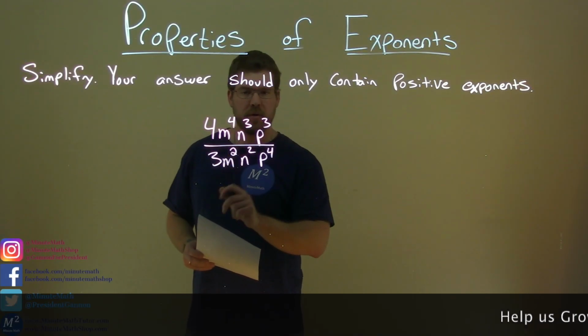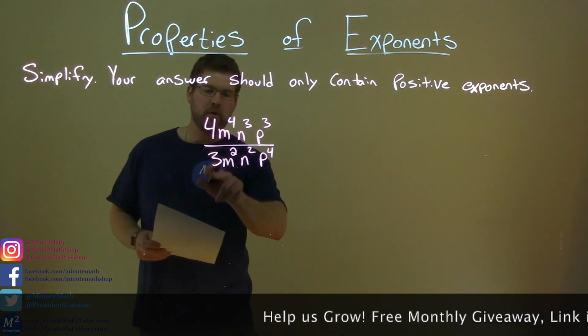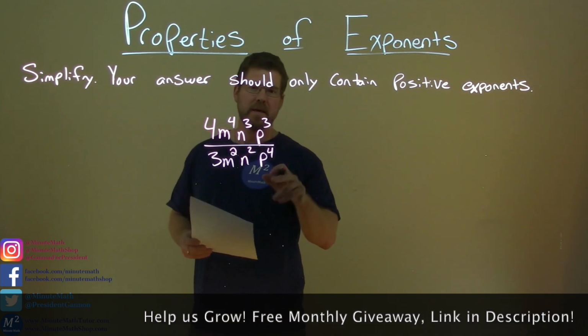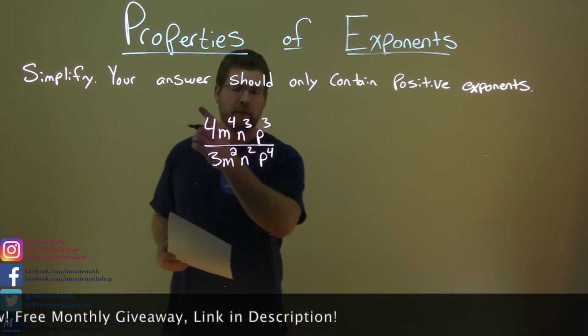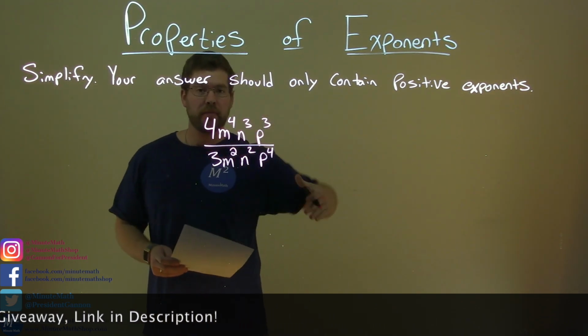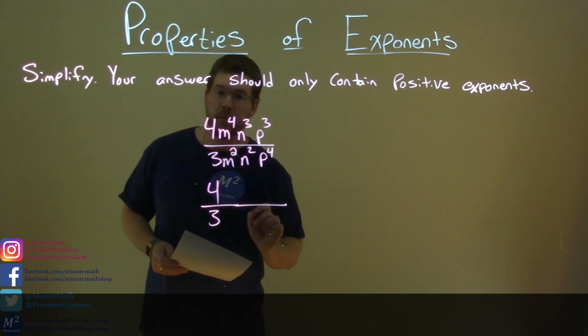4m to the fourth power, n to the third power, p to the third power, all over 3n squared, m squared, p to the fourth power. So what do we do here? Look at the coefficients first. 4 divided by 3, nothing to simplify, keep it as such. 4 over 3. Moving along.